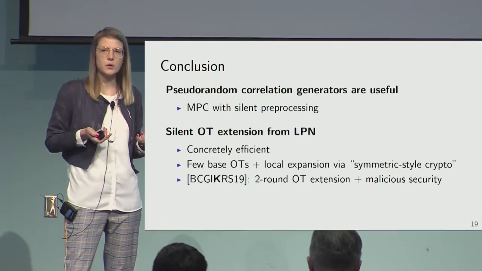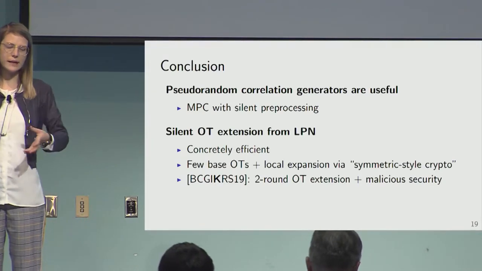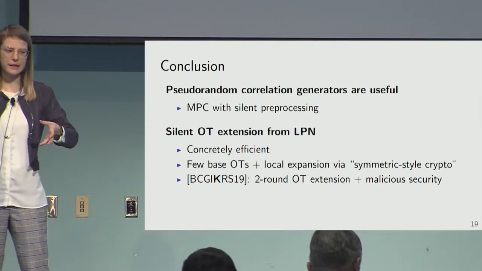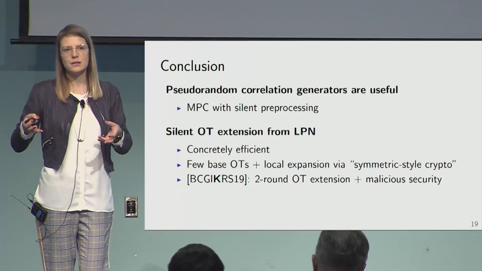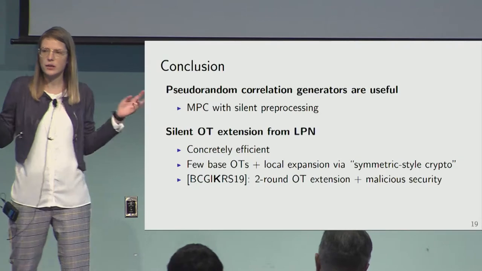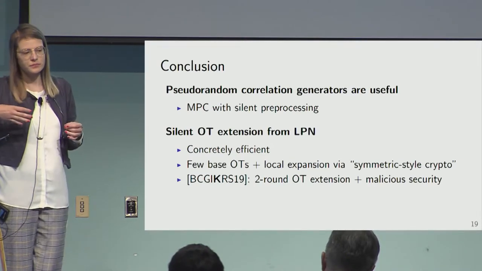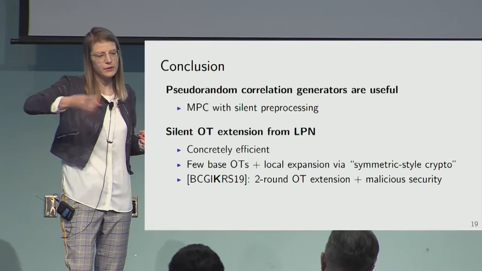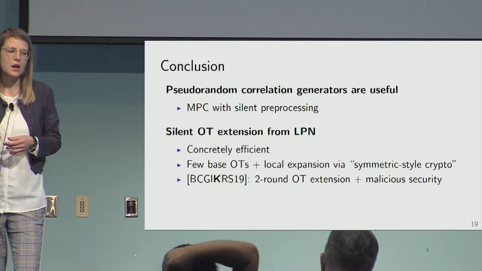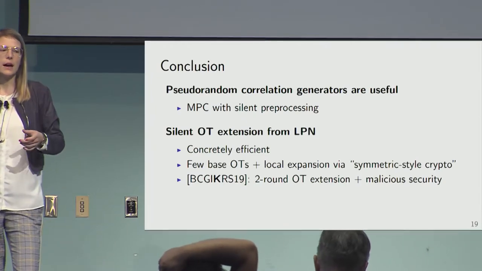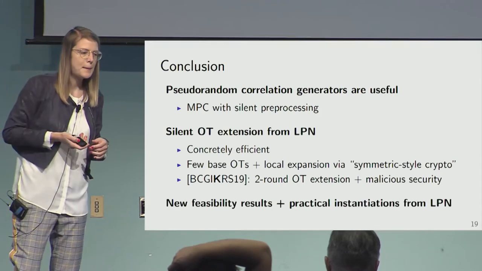We have a silent OT extension from the learning parity with noise assumption, which is concretely efficient. The idea is you take few base OTs, and then you locally expand. And the only thing you need is symmetric style crypto. We also improved this, to actually get the two-round OT extension and also malicious security with the same techniques, but getting a better setup phase, basically.